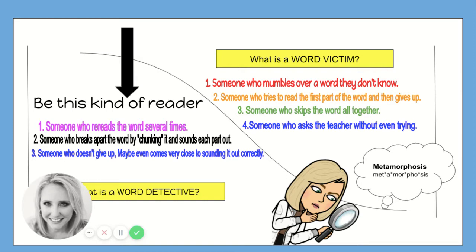I have met, more, faux, sis. Meta, metamorpho, metamorphosis, metamorphosis. Okay. It takes a little bit of time, doesn't it?